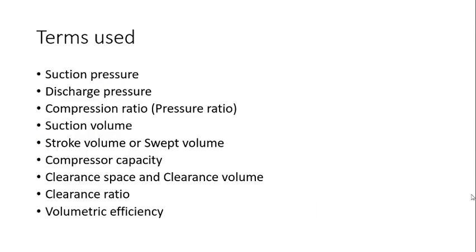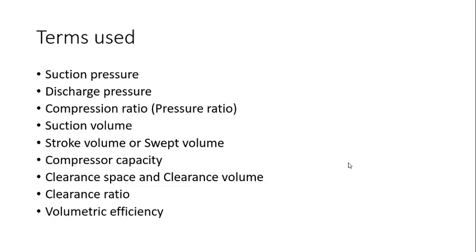These are some terms used in the analysis of reciprocating compressors. First one is suction pressure. It is the absolute pressure of air at the inlet of a compressor, and it is denoted as P1, that is, state 1. Next one is discharge pressure. It is the absolute pressure of air at the outlet of the compressor.